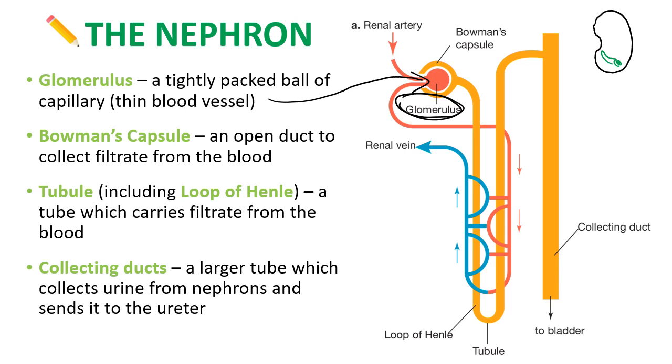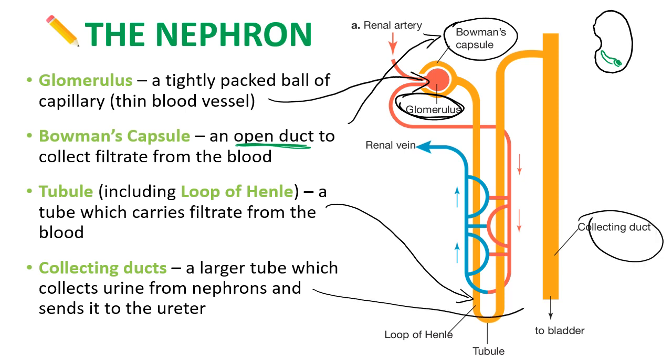We've then got the Bowman's capsule. The Bowman's capsule collects all the filtrate from the glomerulus once the blood is being filtered, and it's an open duct, so it's there to collect all that liquid and any other materials that come out. Then we've got the tubule, which is the long orange U-shaped part down here. The loop of Henle is the main U-shape part of the tubule as well. And then we've got the collecting duct over on the far side.